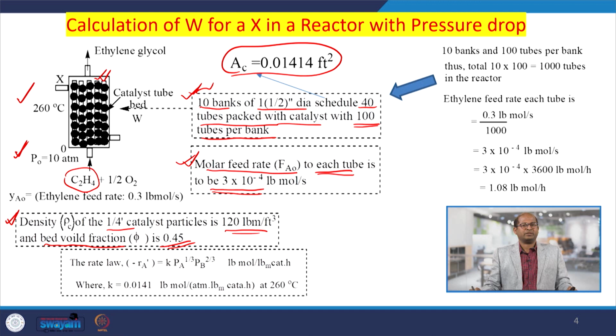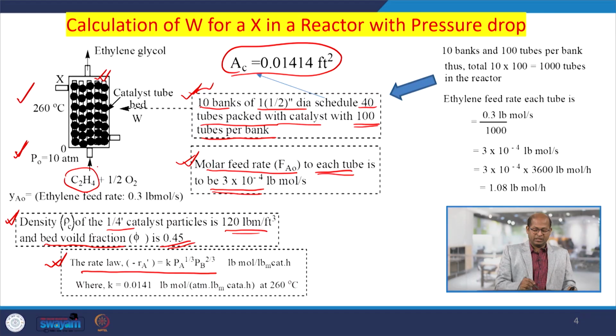So, the void fraction phi is equal to 0.45, that is given. Here is the rate law for this particular reaction from the experimental or lab scale data: minus R A prime equals K, the rate constant, times P A, the partial pressure of component A. If we consider ethylene as A, and oxygen as B.